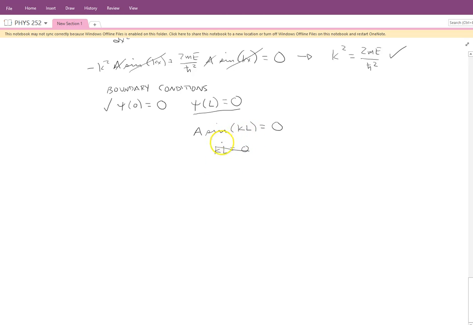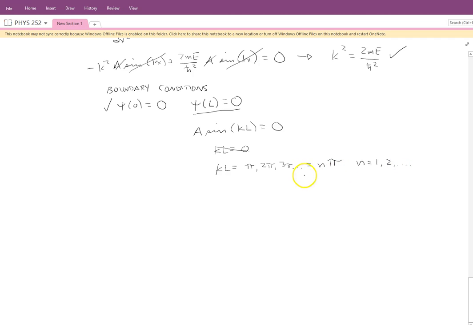Well, when will the sine of KL be 0? Well, I think if KL equals, let's see, pi. Yeah, pi. Can't have 0, but we can have pi. Oh, we could have 2 pi. Oh, we could have 3 pi, right? So let's write this as n pi, where n is going to be a positive integer.